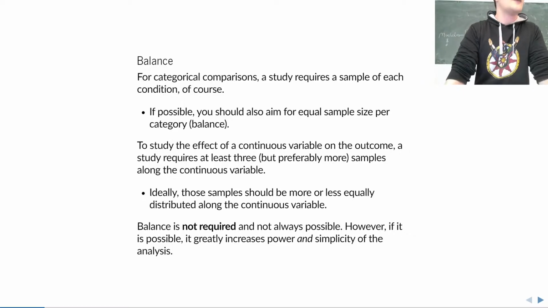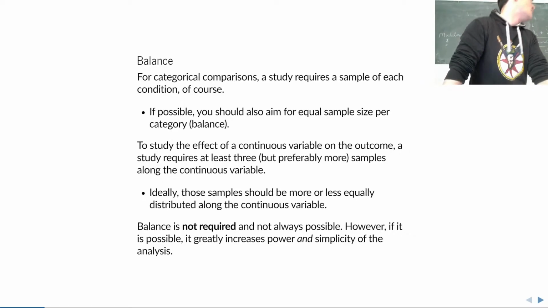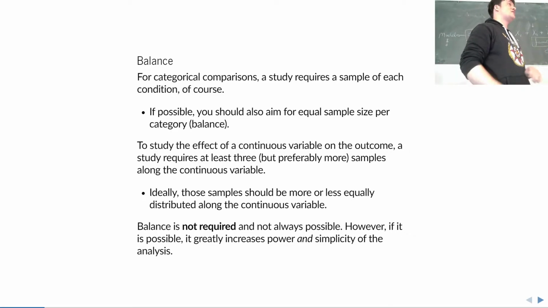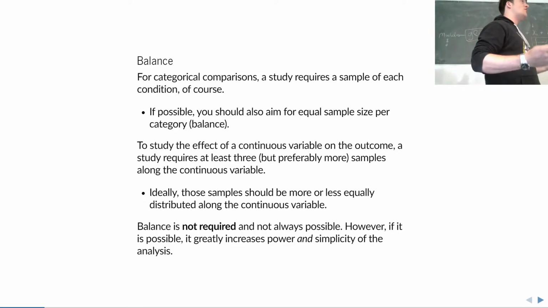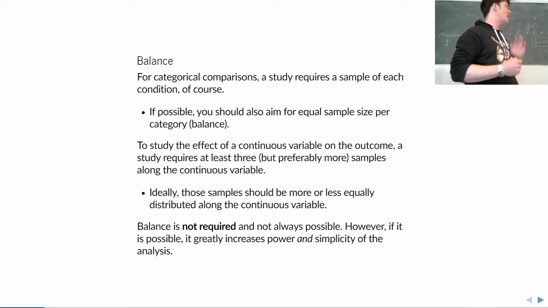Balance is not required, and in many studies it's impossible. Maybe you're sampling something that simply doesn't exist as much in one category as in another category. Or maybe you're doing a clinical trial where people can drop out, people can be added at a later time. Okay, balance is not going to be possible in those cases. But if you are the one designing the study and there are no physical restrictions preventing you from having balance in your study, then you should aim for it because it will increase the power and the simplicity of your analysis.